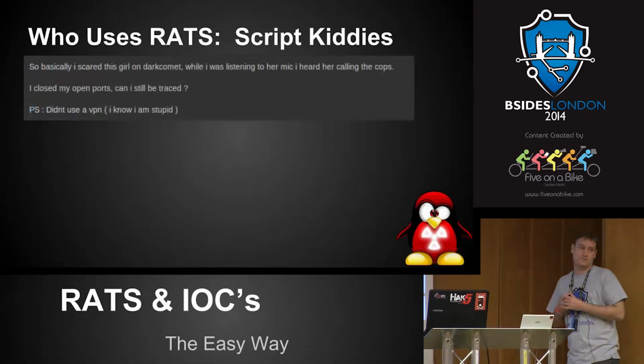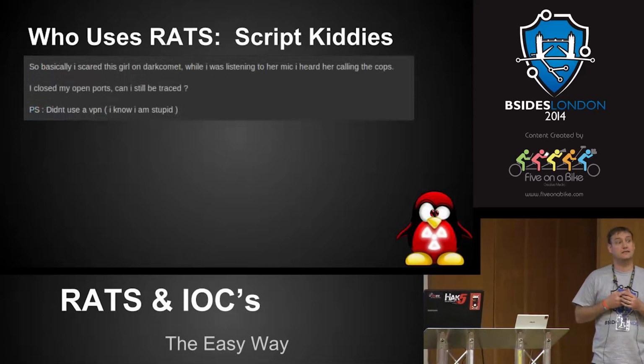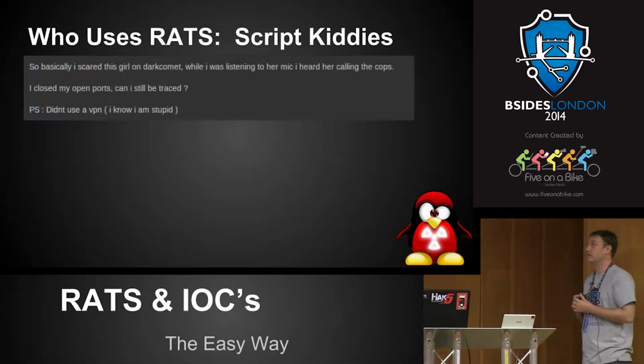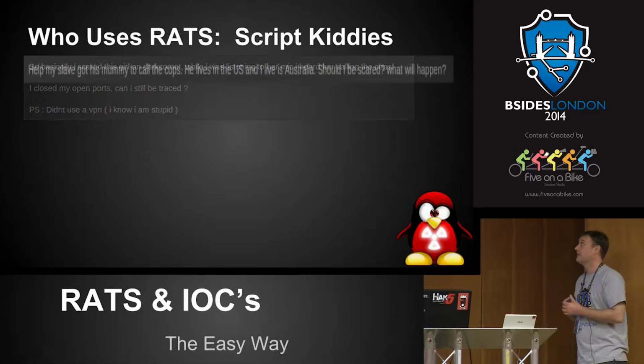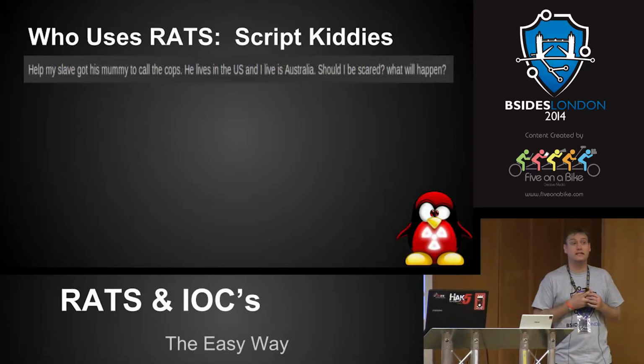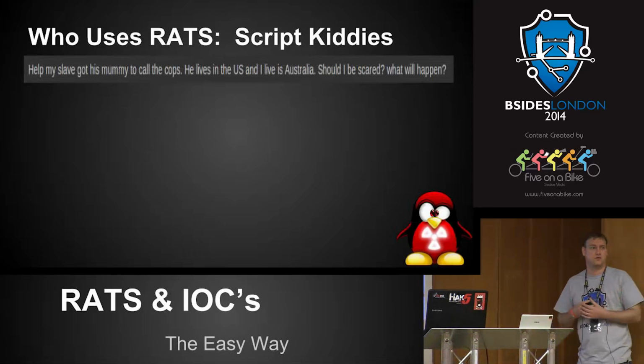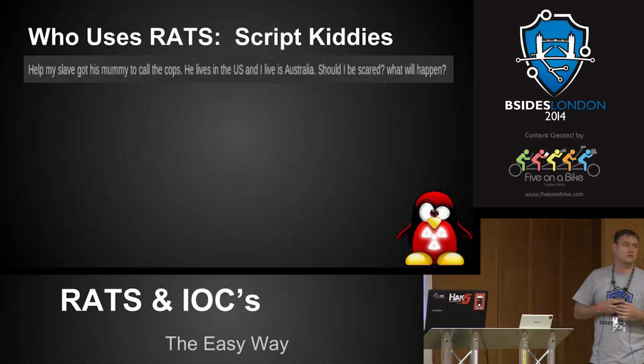This guy's not so happy though. He was listening in on her mic. He ordered a call in the police, and he didn't have his VPN turned on, so he's being traced. And this guy, his slave got his mummy to call the police. So it sort of gives you the level of people we're talking about. We're really not talking about, you know, adults.